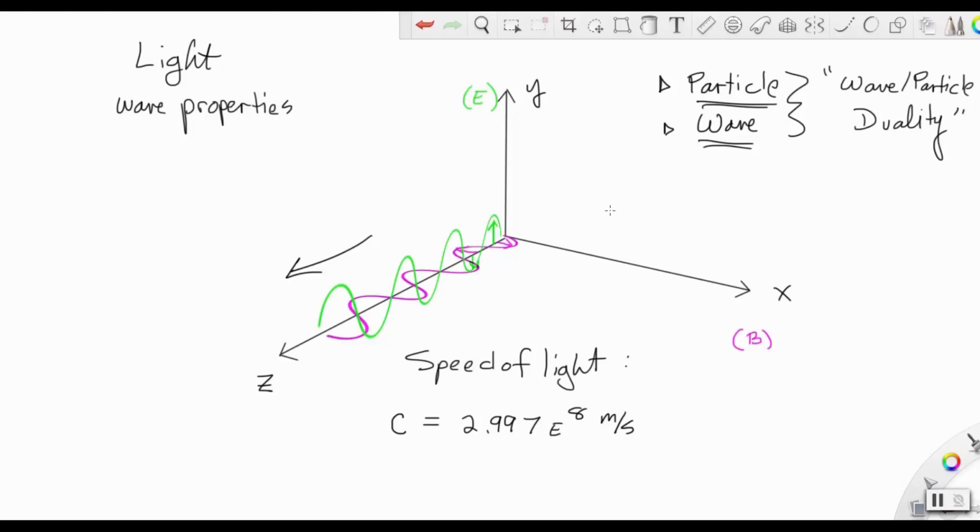Okay, so that's light. That is what light is. In the next video, our objective is to study waves in general and understand what a wavelength is, what a frequency is, and how those play into our mathematics.